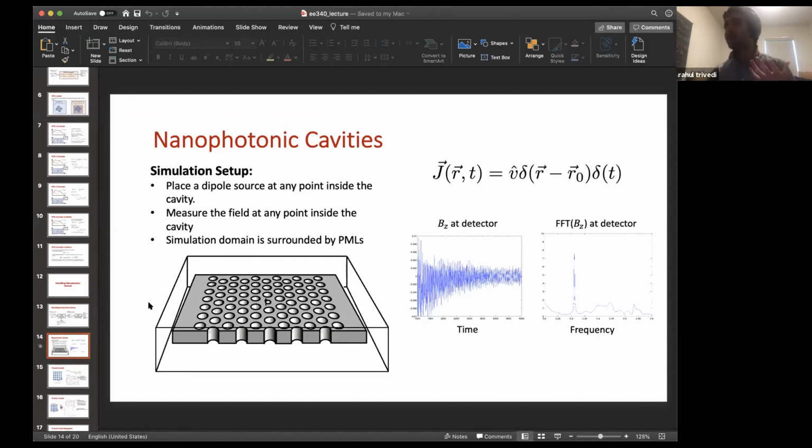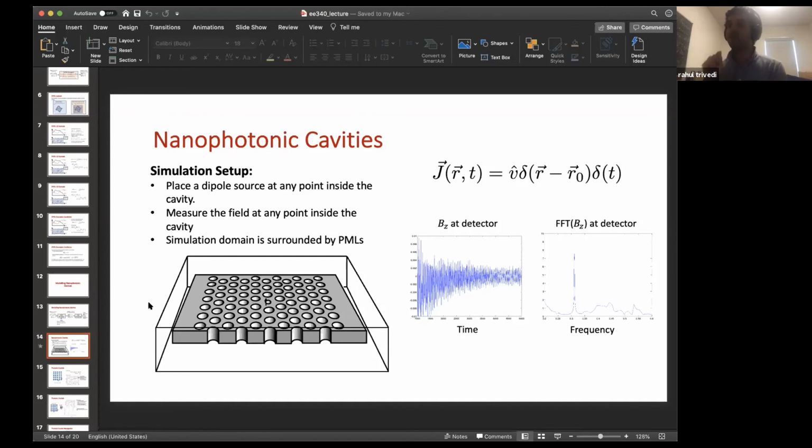Then, in order to get an estimate of the quality factor of the cavity, you can measure the electric field or magnetic field. It doesn't really matter, because both of them are going to oscillate at the frequency of the cavity and decay with the quality factor of the cavity. So you can choose to take, let's say, the electric field or magnetic field at some point inside the cavity where it's non-zero. Another point about where you want to put this dipole source and where you're measuring: you shouldn't put them at symmetry forbidden points. Based on the symmetry of your photonic crystal, often there are points where your field is 0.